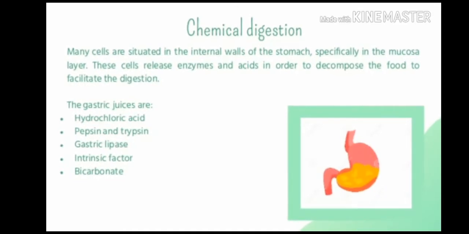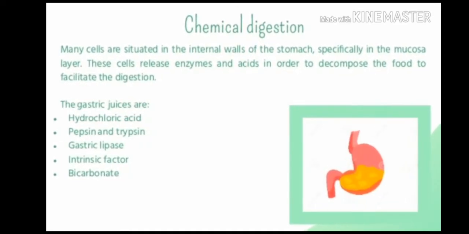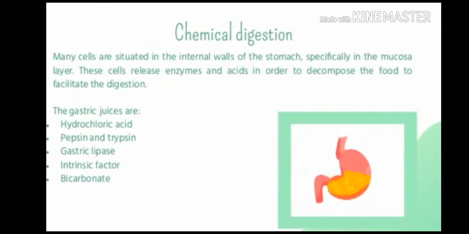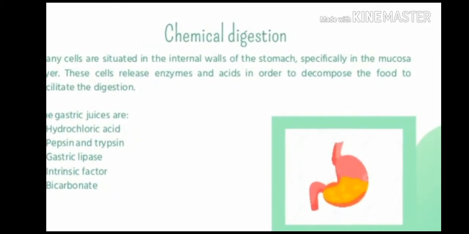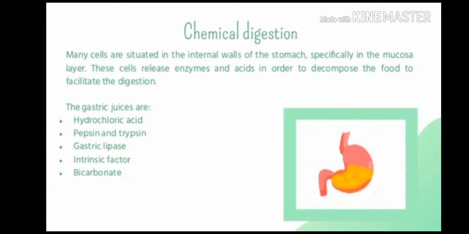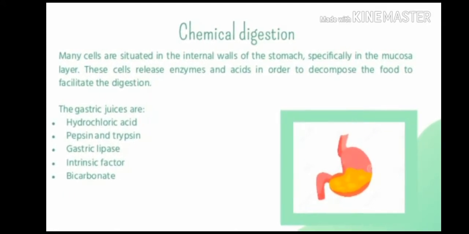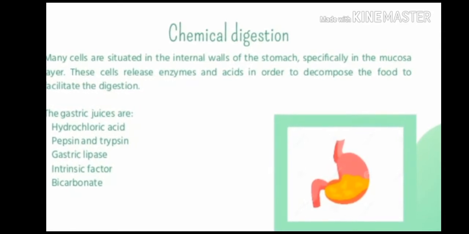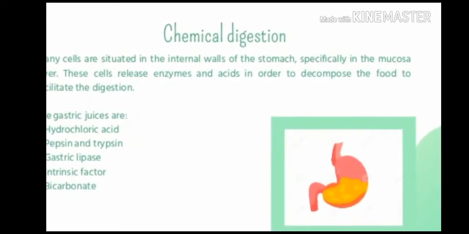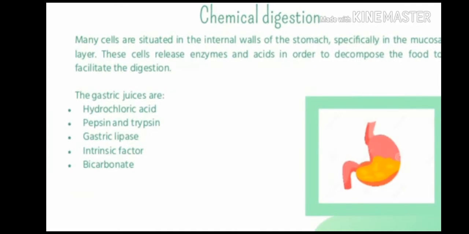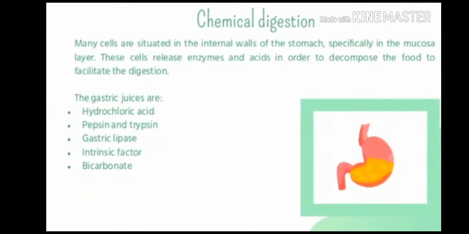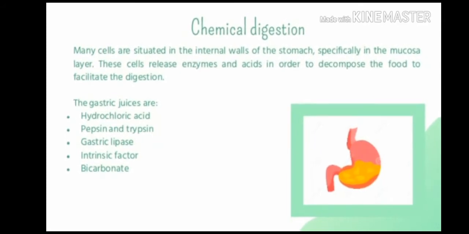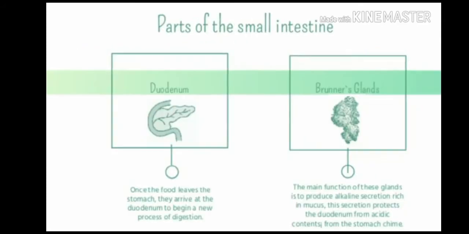Pepsin and trypsin, necessary for the digestion of proteins. Gastric lipase, necessary for the digestion of fats. Intrinsic factor promotes the absorption of vitamin B12, which is needed to form red blood cells and to maintain the central nervous system. Bicarbonate. This is an antacid that regulates the pH in the stomach. Without this antacid, the HCl will dissolve the gastric walls.